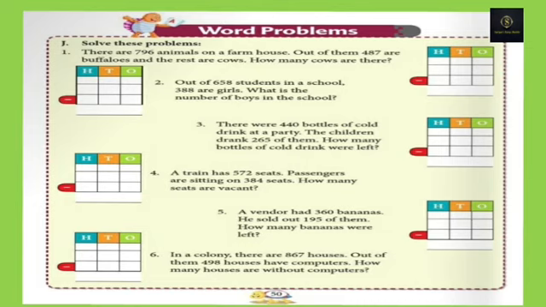So which is the first number in the question? Yes, 440. But what is 440? Number of cold drink bottles there were for a party. So our first statement will be number of cold drink bottles. Okay. Now which is the next number? Yes, 265. But what is 265? Yes, number of bottles drunk by children. So, second statement will be number of cold drink bottles drunk, that is 265.